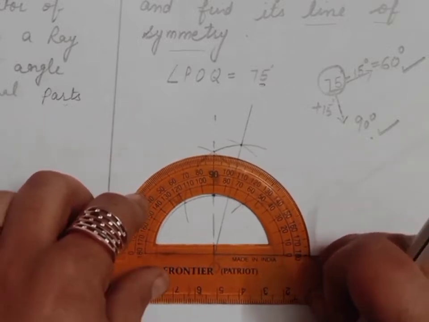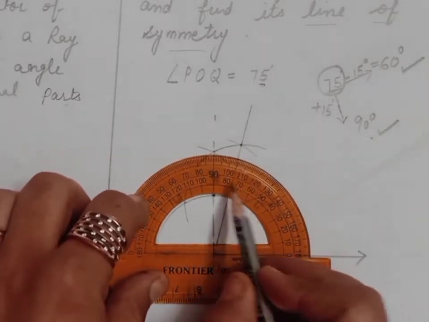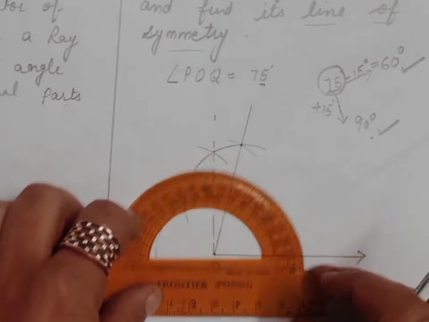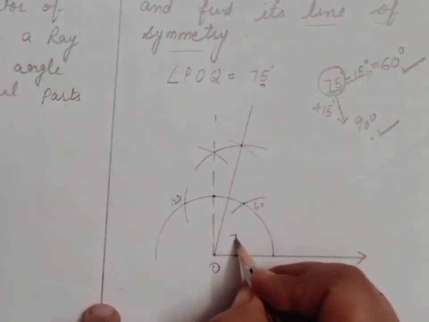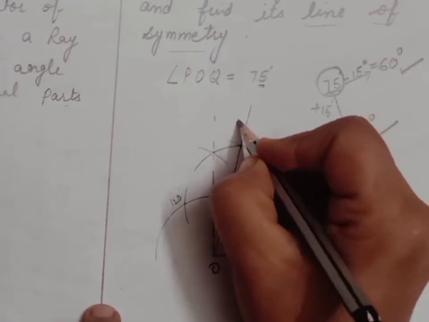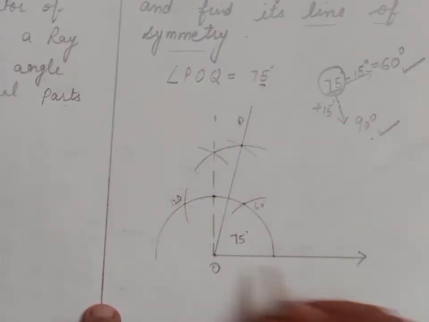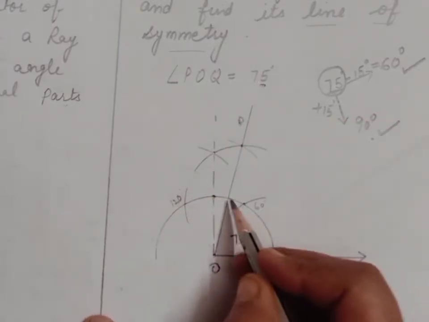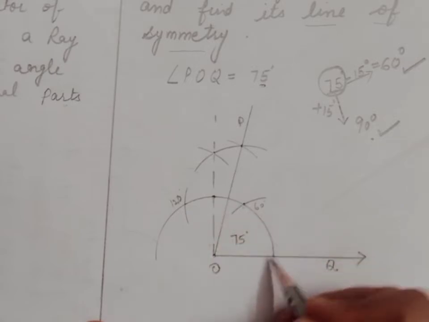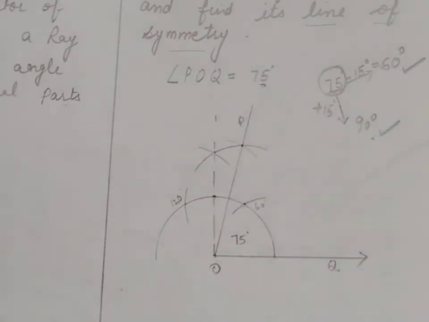You can see this is between 70 and 80 degree, exactly between. So it is of 75 degree. We will give it the name POQ. This angle POQ up to here is of 75 degree. Now you got how to draw an angle of 75 degree.